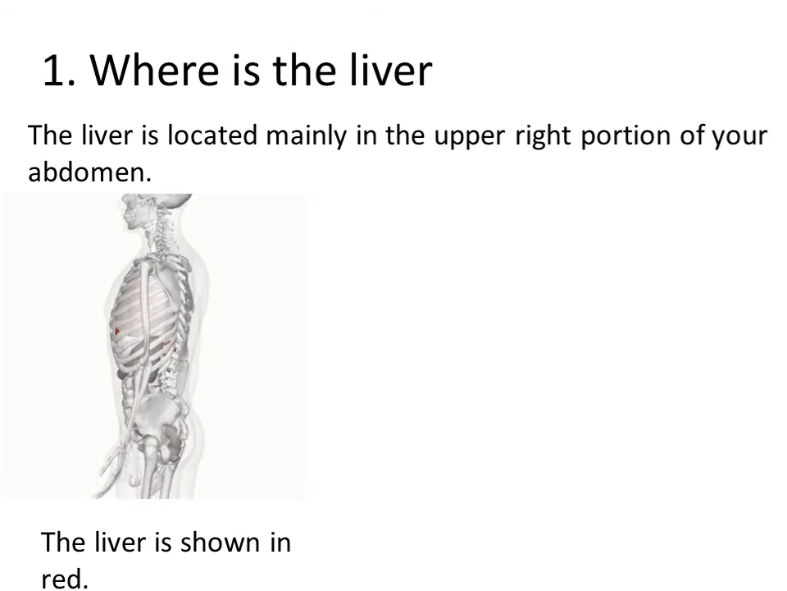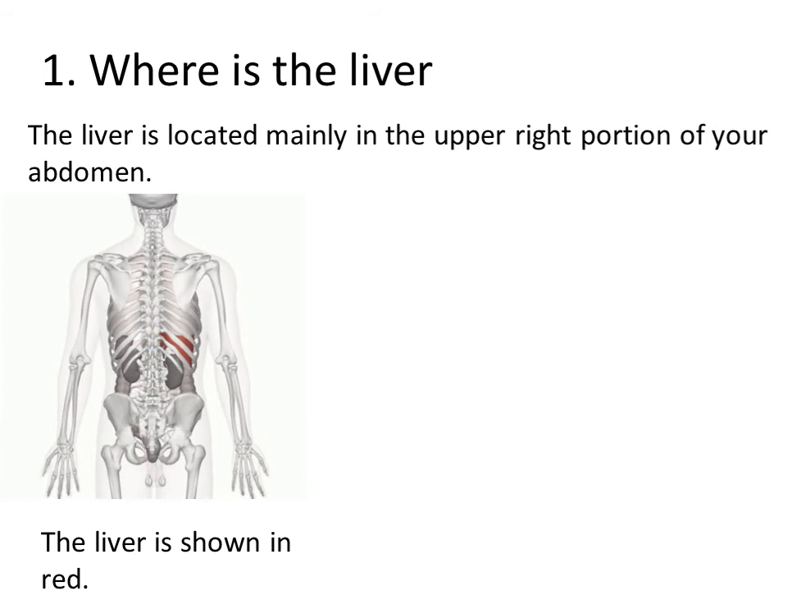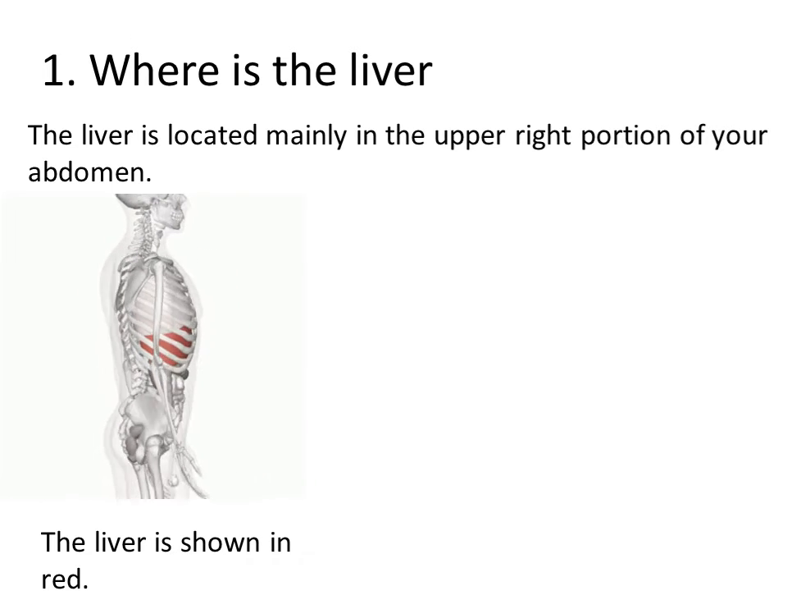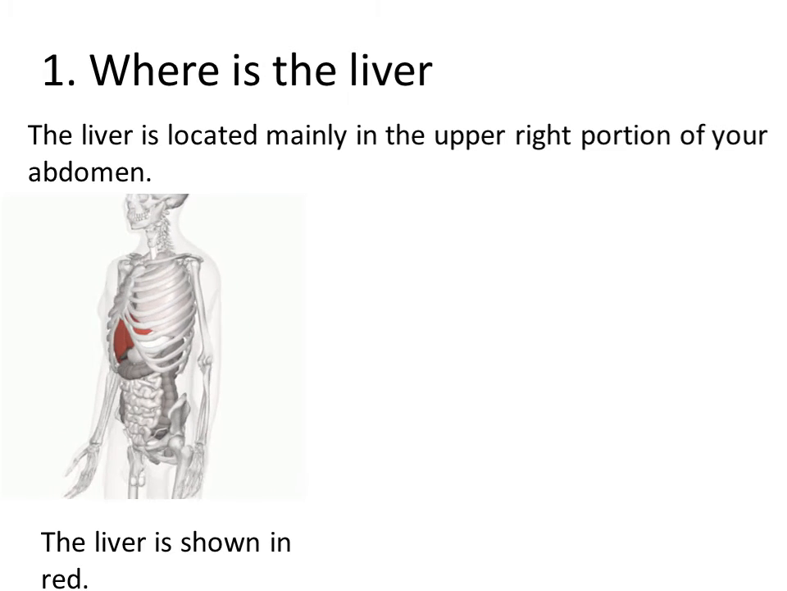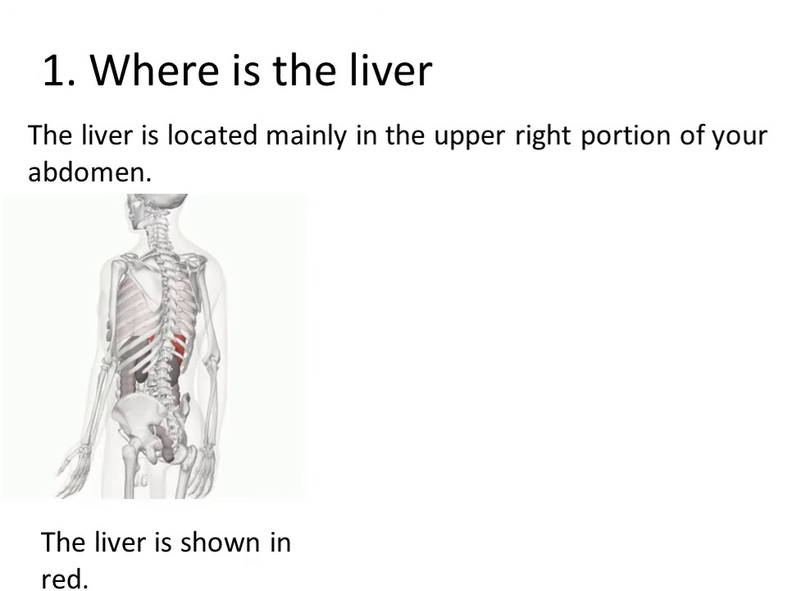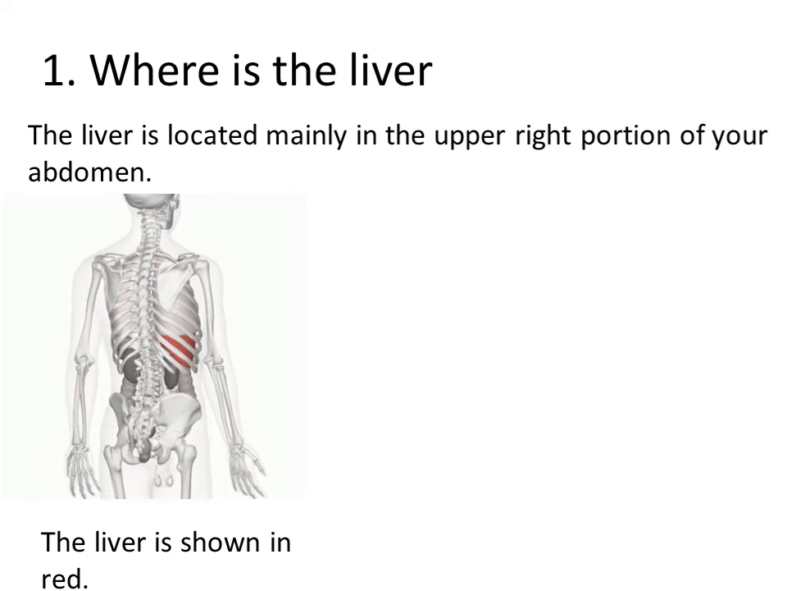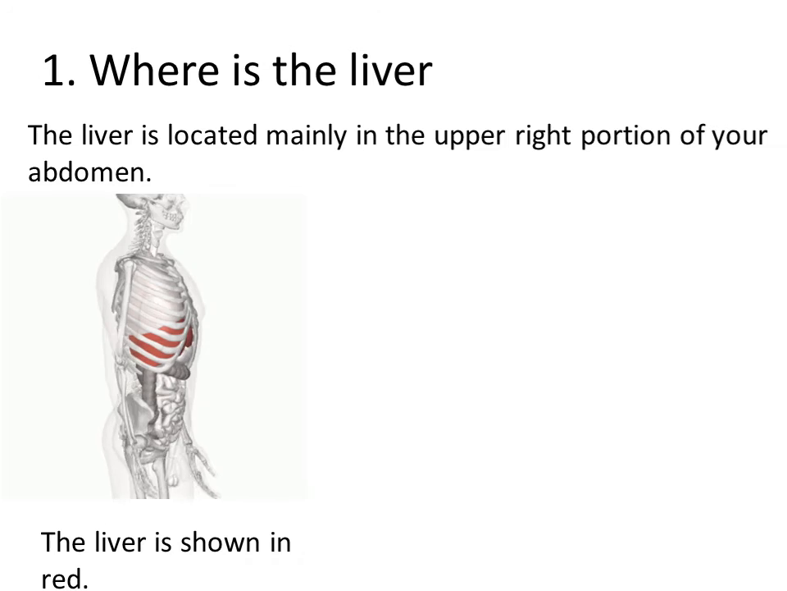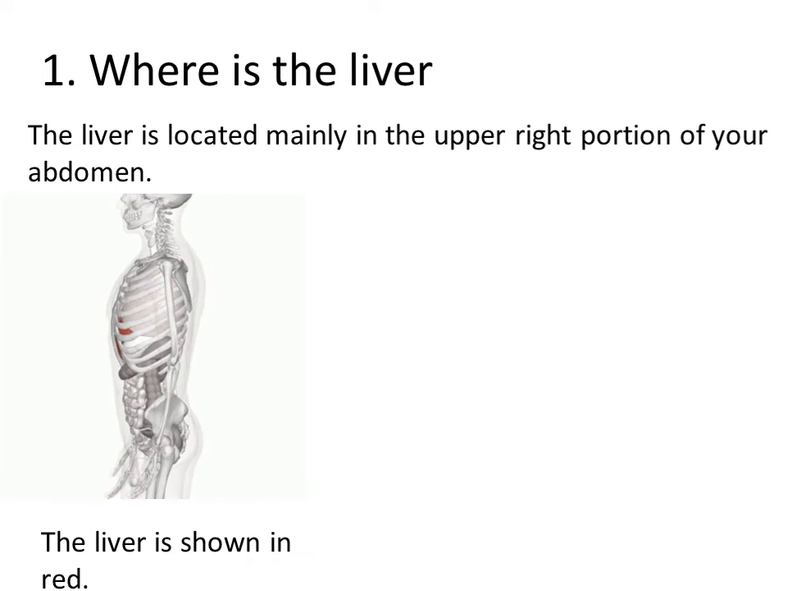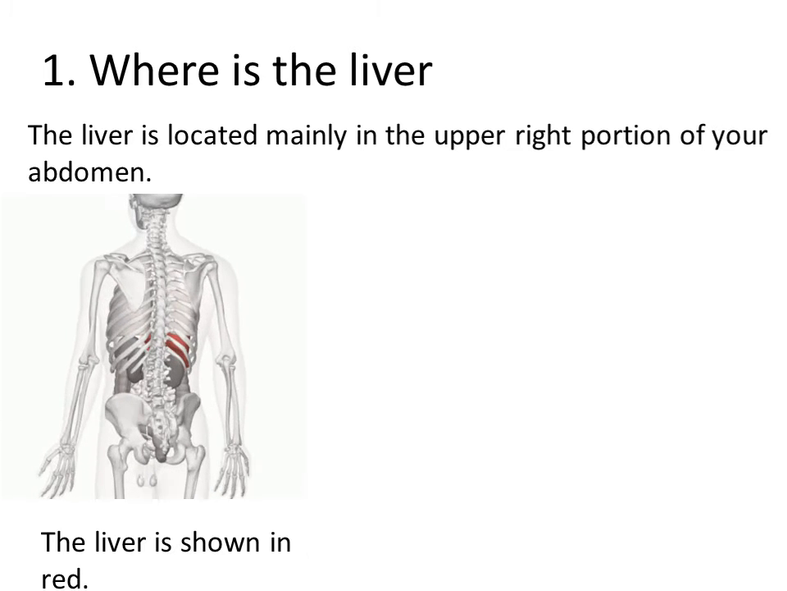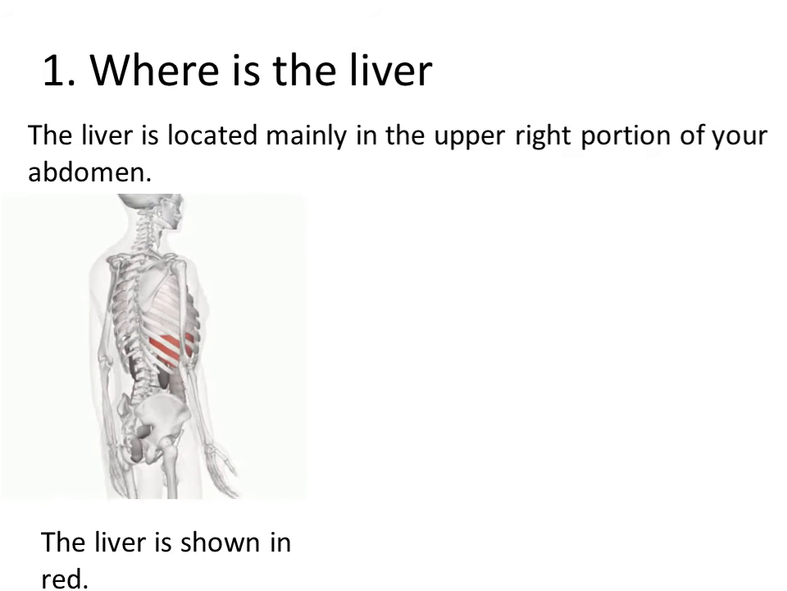The liver is located mainly in the upper right portion of your abdomen. As you can see here, the liver shown in red is in the rib cage and under the lungs. The stomach is under the liver, and the intestines, as you can see, are just beneath the stomach and the liver. You can see the kidneys, right?